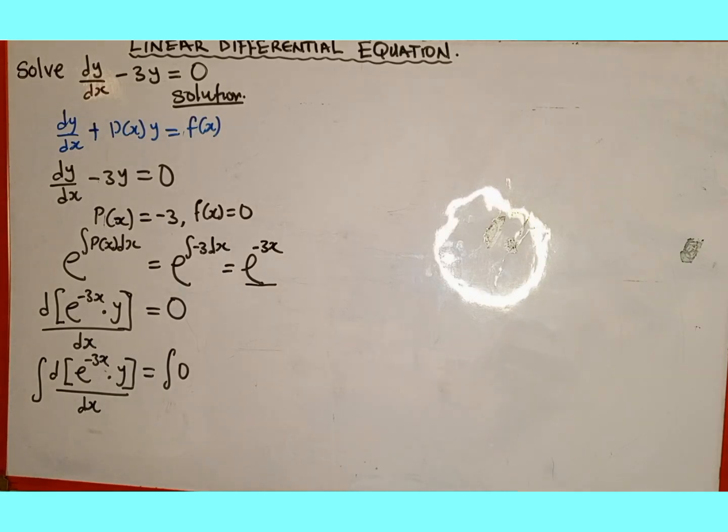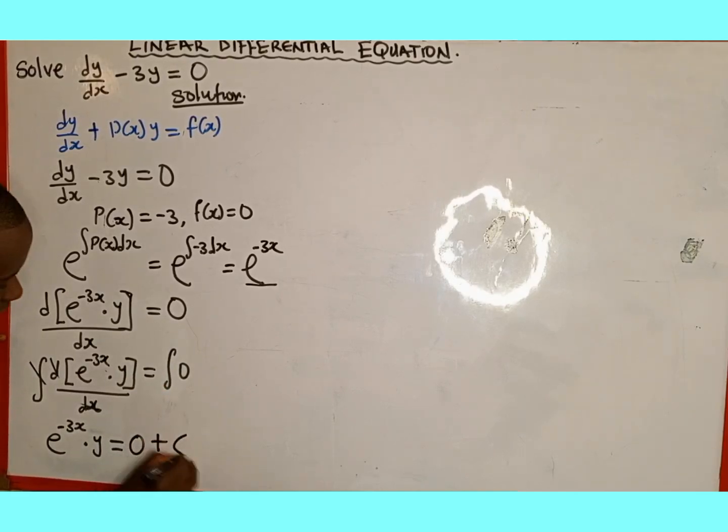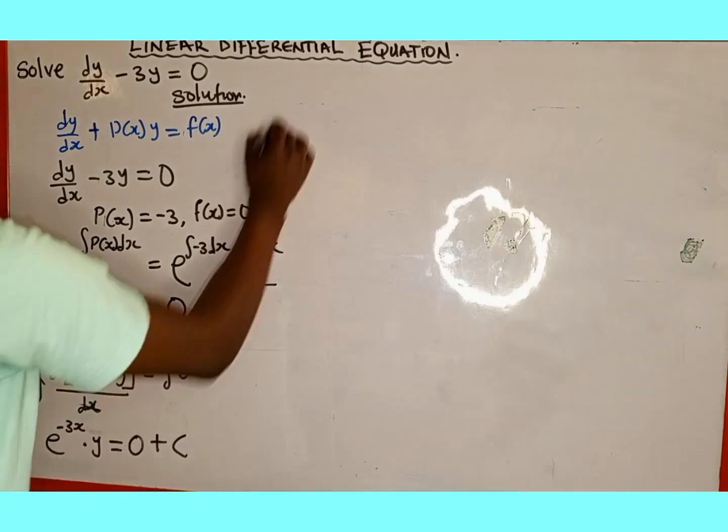Now, remember in integration, a differentiation is going to cancel out. Therefore, the integral will cancel this derivative. So we are left with what? Exponential raised to the power of minus 3x multiplied by y is equal to what? The integral of 0 is also 0, then plus, remember your integration constant, which is equal to c.